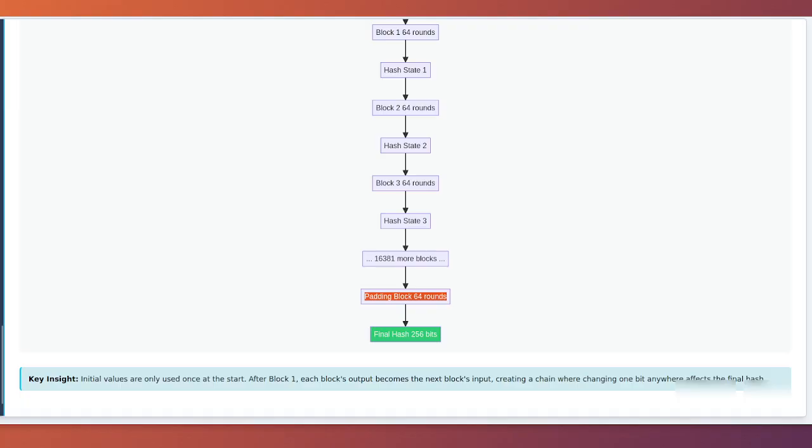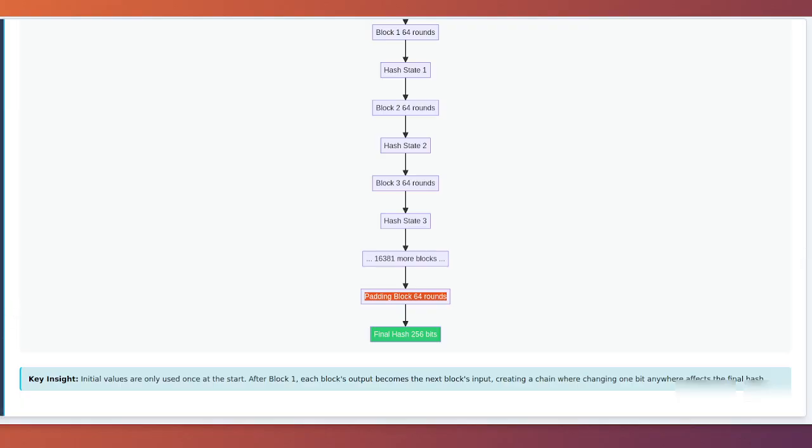The output from this final padding block, H0_16385 through H7_16385, is our final hash. We concatenate these 8 32-bit values to get our 256-bit output. The beauty is that at no point did we need more than about 384 bytes of memory, consisting of the current block, hash state, and working variables, even though we processed over 1 million bytes of data. Each block is processed and then discarded because its effect is captured in the updated hash state that flows to the next block.